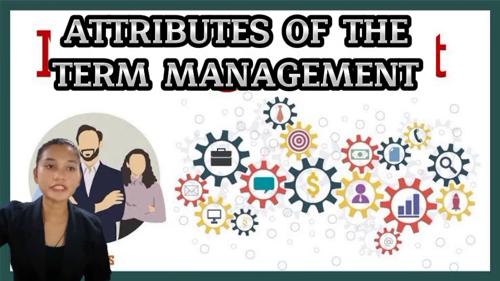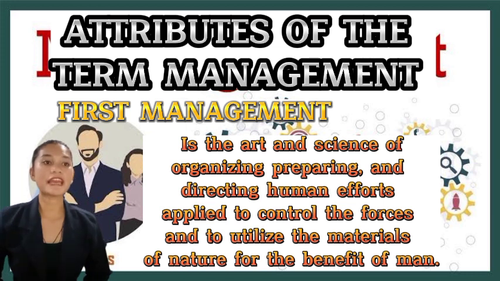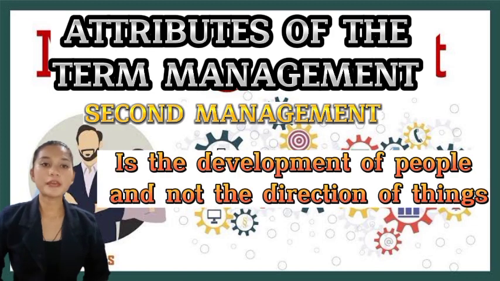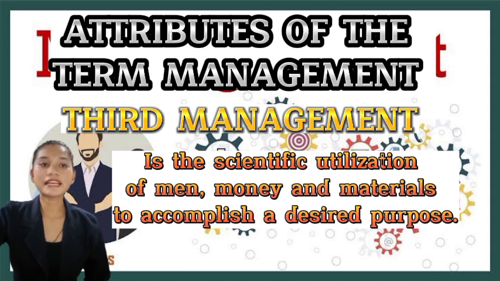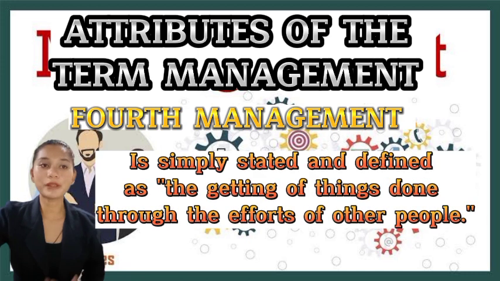Here is the first definition: management is the art and science of organizing, preparing, and directing human efforts applied to control the forces and to utilize the materials of nature for the benefit of man. The second: management is the development of people and not the direction of things. The third: management is the scientific utilization of men, money, and materials to accomplish a desired purpose. And the fourth: management is simply stated and defined as the getting of things done through the effort of other people.